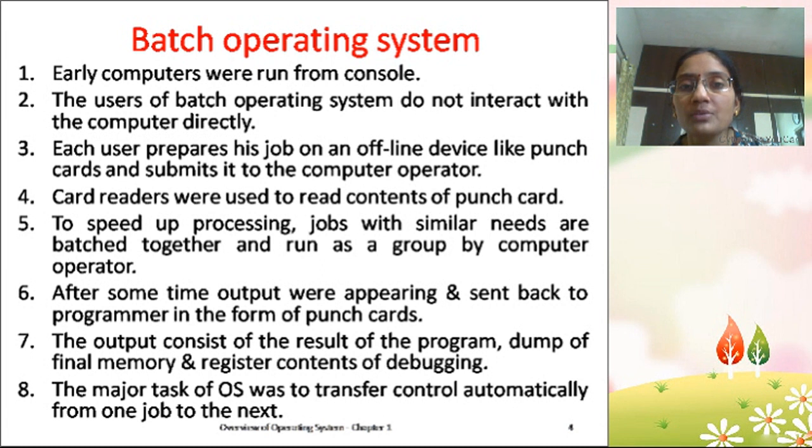Now here I use the word job. The meaning of the job is that it contains the program, the input data required for the program execution, and the control information for the program execution. These three things are written onto the punch cards, and those punch cards are submitted to the computer operator. Now, who is the user? The user of the job is the programmer who is writing the program.